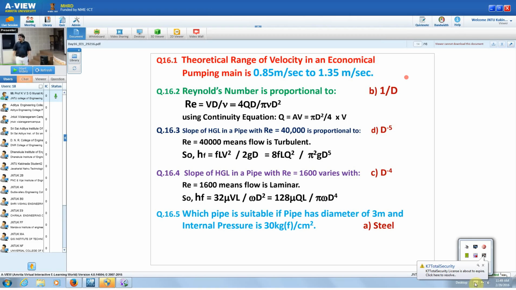Specific gravity of water is 1. Specific weight of water is 1 gram per cc. Kinematic viscosity of water is how much? 1 centistokes. What is dynamic viscosity of water? 1, some poise, centipoise.